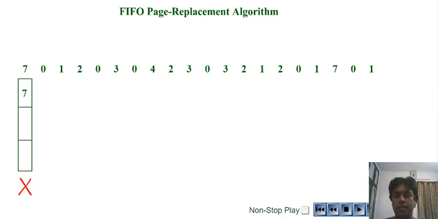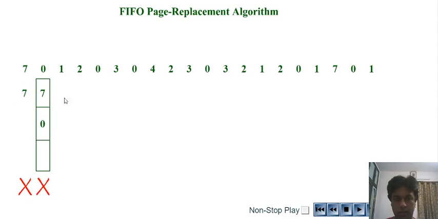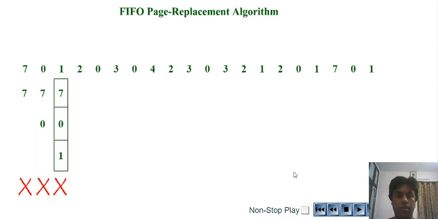Okay, next is 0. Now 0 was placed in the second frame because initially, as we said, the memory was empty, but again that 0 was not found in the memory. We call it a page miss, or again a page fault. After that comes 1, again 1 is not found, so again it is a page miss or a page fault.